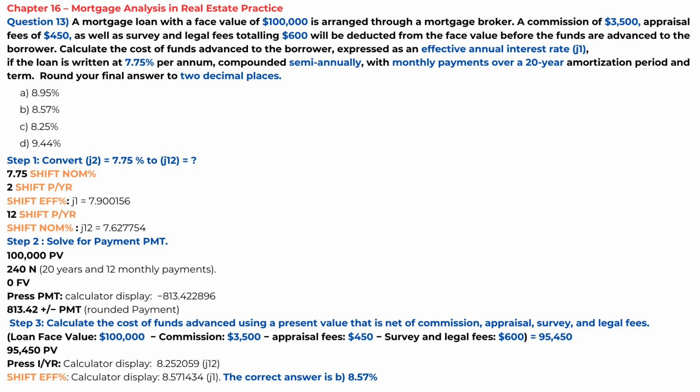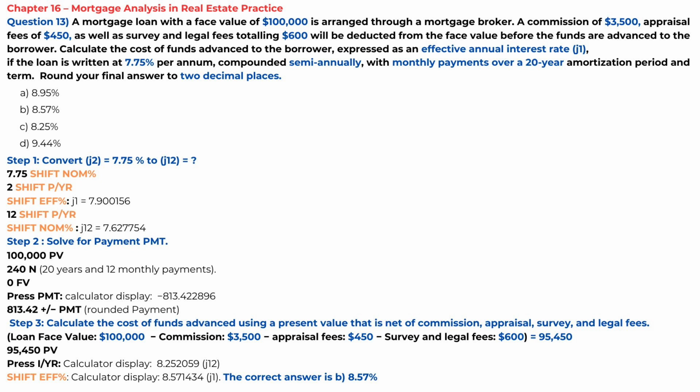Step 1. Convert J2 equals 7.75% to J12. Shift NOM, 2 Shift P/YR. Shift Effective, calculator stores J1 7.90156. 12 Shift P/YR Shift NOM, calculator displays 7.62754, which is J12. Step 2. Solve for payment PMT. 100,000 PV, 240 N, 20 years and 12 monthly payments, 0 FV. Press PMT, calculator displays negative 813.42896. Enter 813.42, then press plus and minus sign, and then press PMT to round off the payment.